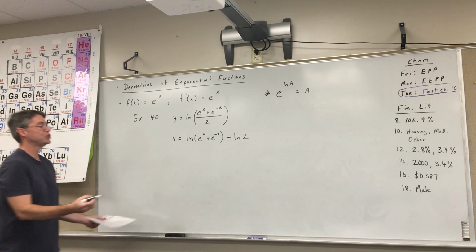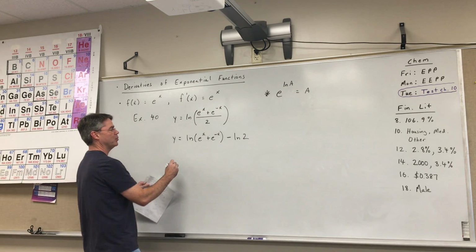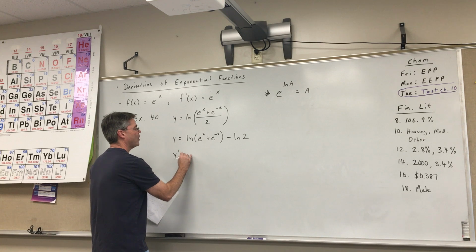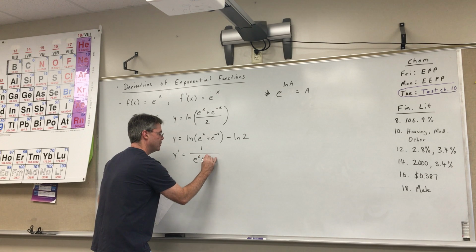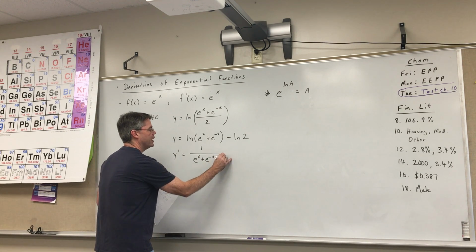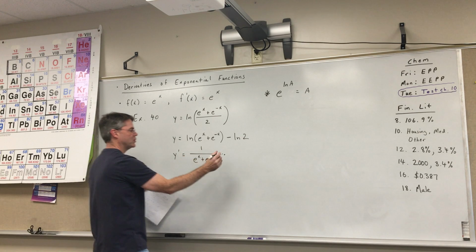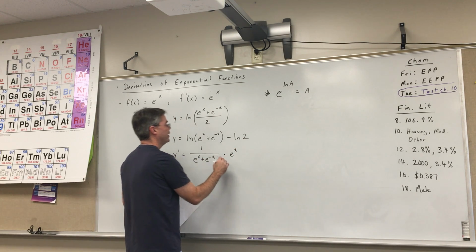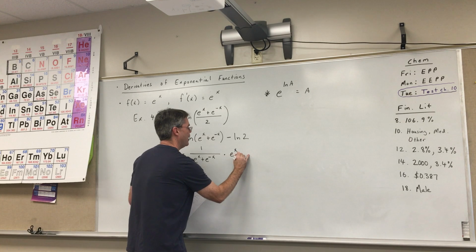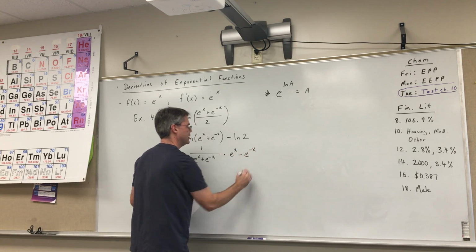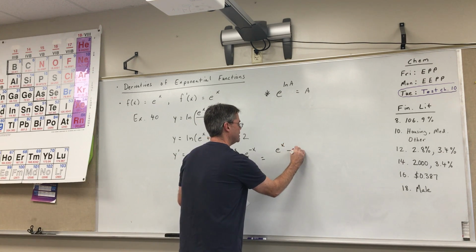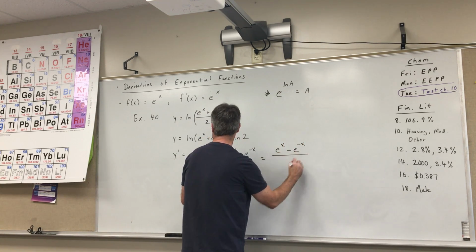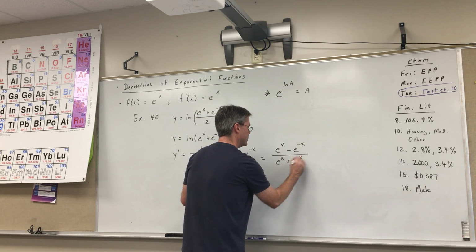The natural log of 2 is just a number, so when you take the derivative of it, it'll be 0. So y prime is going to be 1 over e to the x plus e to the minus x times the derivative of the blob. Well, that's going to be e to the x, and the derivative of e to the minus x would be minus e to the minus x. So putting that fraction together, you'd have e to the x minus e to the minus x over e to the x plus e to the minus x.